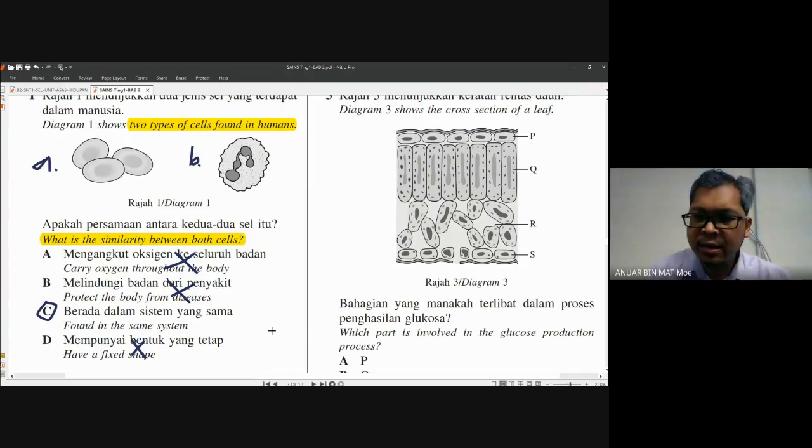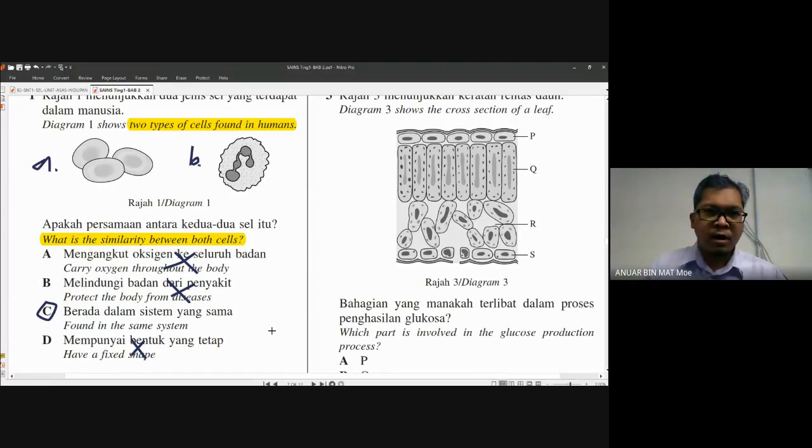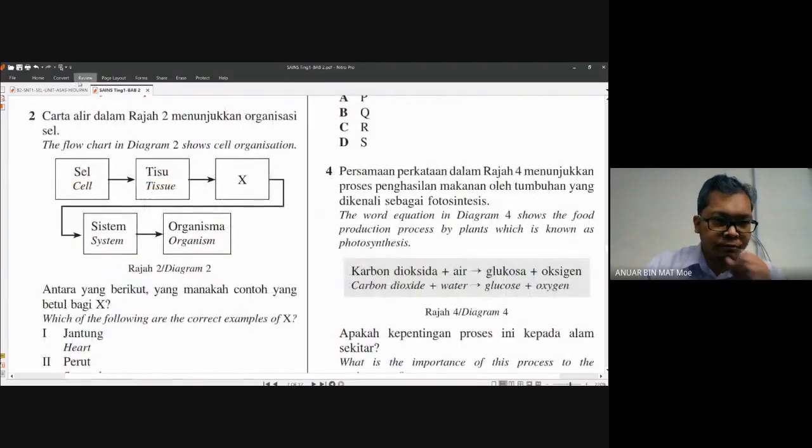Okay, and then you'll be learning more about this cell in Form 3. In Form 3 we will learn again; you will learn more detail about the transport system. Transport system or blood circulatory system in Form 3, right? Okay, so from question number 2.